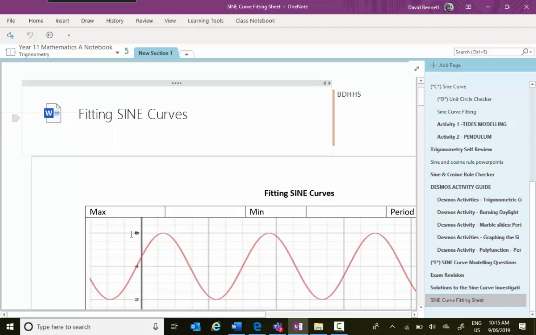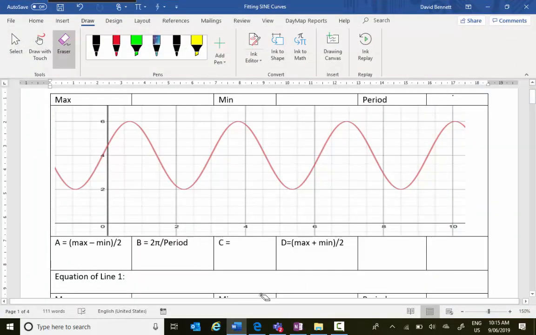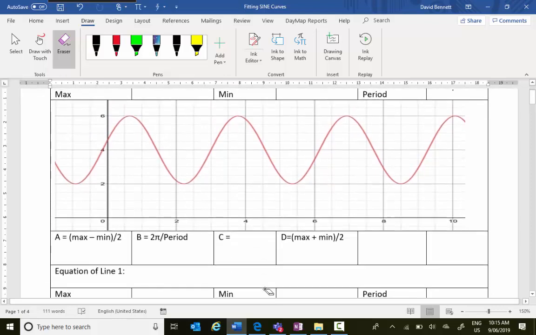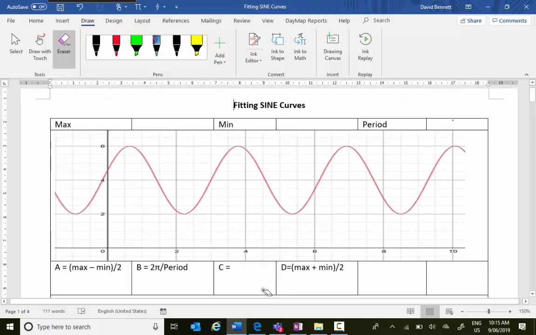If you open the document up, it will bring you to this page here, and we're going to do a couple of examples and you can do the rest of them after that. We need to work out what our A, B, C and D values are for our sine curve. Once we've got that, we can write our sine curve out. Here you've got a couple of things that you need to write up.